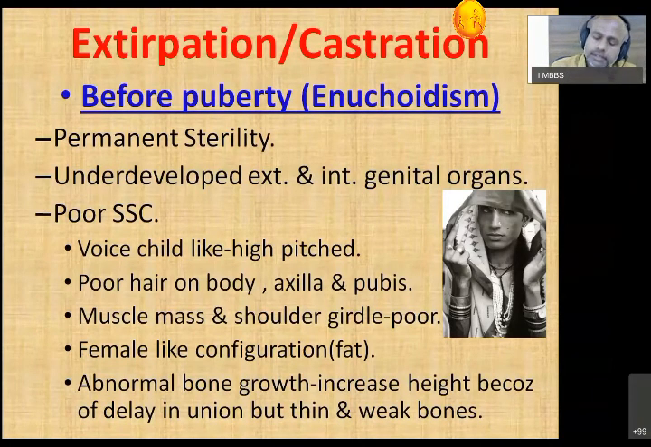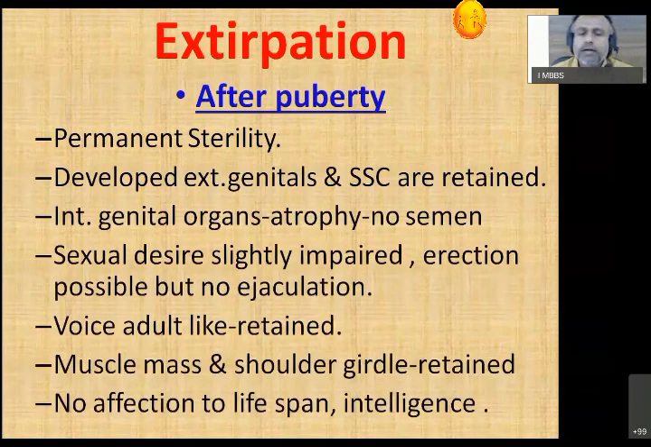Thickness is decreased. If they are removed after puberty, whatever secondary sexual characters have appeared, like beard and mustache, will not disappear. The muscle mass that has appeared will not disappear. Once the penis has developed, it remains developed. Size remains the same. After puberty, sterility is achieved, as there are no sperms, but the developed external genitals and secondary sexual characteristics are retained.